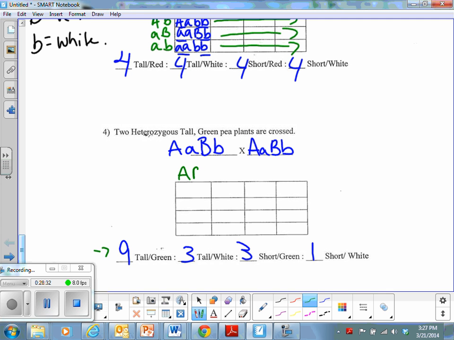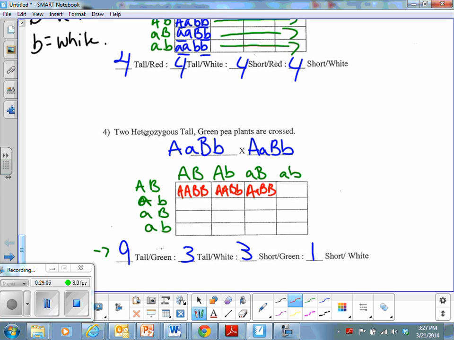So by now you should know how to do your gametes. Okay, let's do this cross. You can race again if you'd like. Oops. Did you catch that? Did you see my boo-boo? There it goes.